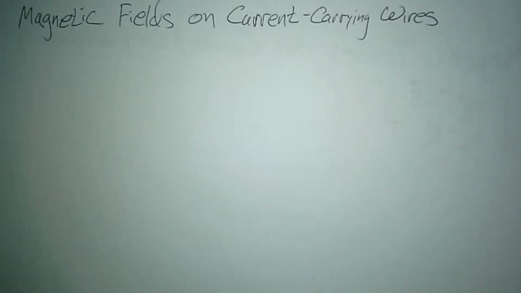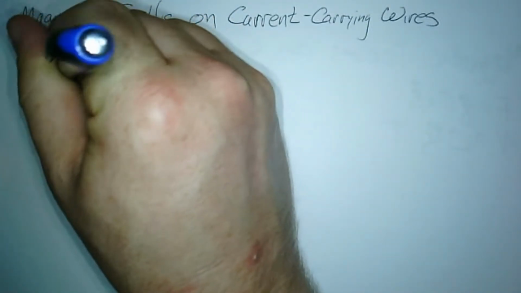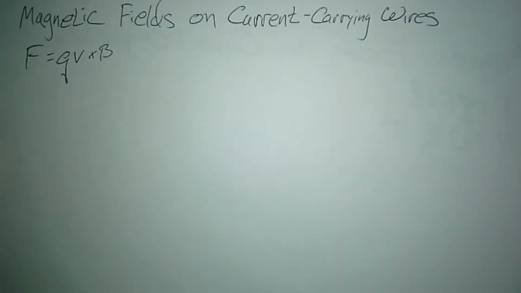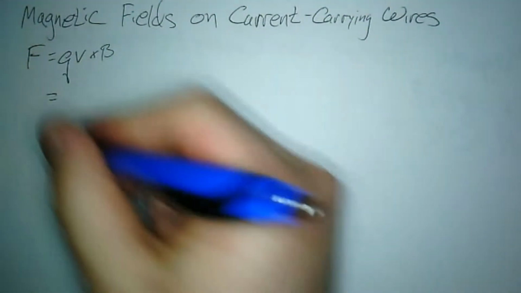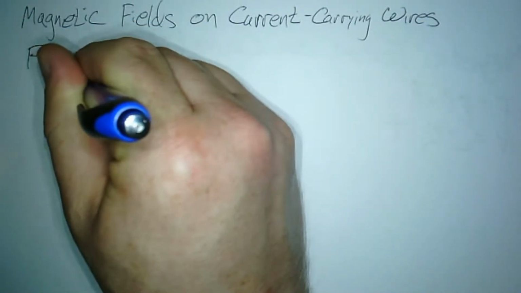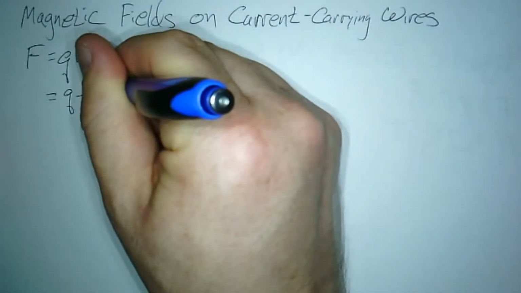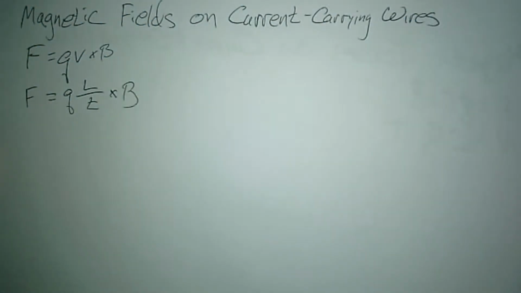All right, so we're going to talk a little about magnetic fields on current carrying wires. So let's consider the equation we had for forces on charged particles a second ago, QV cross B. So I'm going to break down this V. How do you find velocity? Well, velocity is how far something goes. It's distance, but I'm going to use length here, divided by the time, right? So it's going to be length over time cross product B. That's still equal to force.